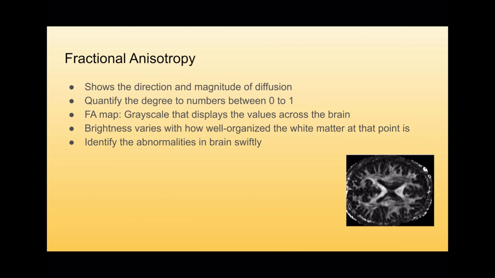Fractional anisotropy shows the direction and magnitude of diffusion, which is quantified to values between 0 and 1. The fractional anisotropy map is a grayscale that helps visualizing the values across the brain, with the brightness implying how well organized the white matter at that point is. With the diffusion directions visualized, brain abnormalities can be identified swiftly.